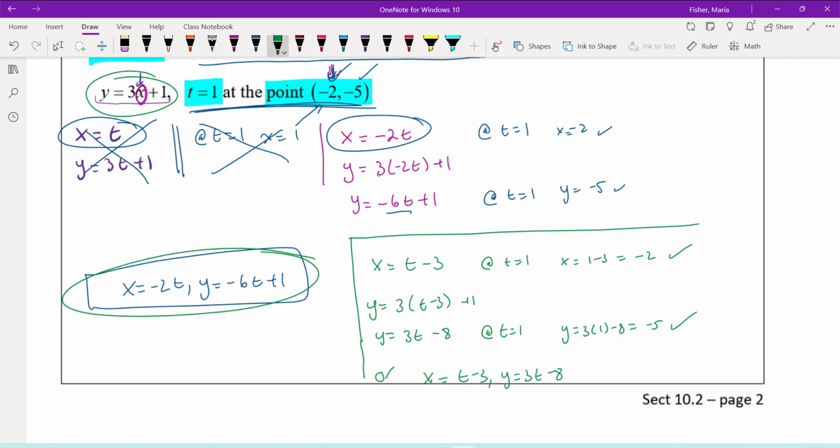Both are correct. So be careful with parametric equations because they're not unique, especially when you're looking at something that's rectangular like this, that's linear, or sometimes even when it's quadratic. Just make sure that whatever you choose ends up working for your given conditions. That's it for plane curves and parametric equations.